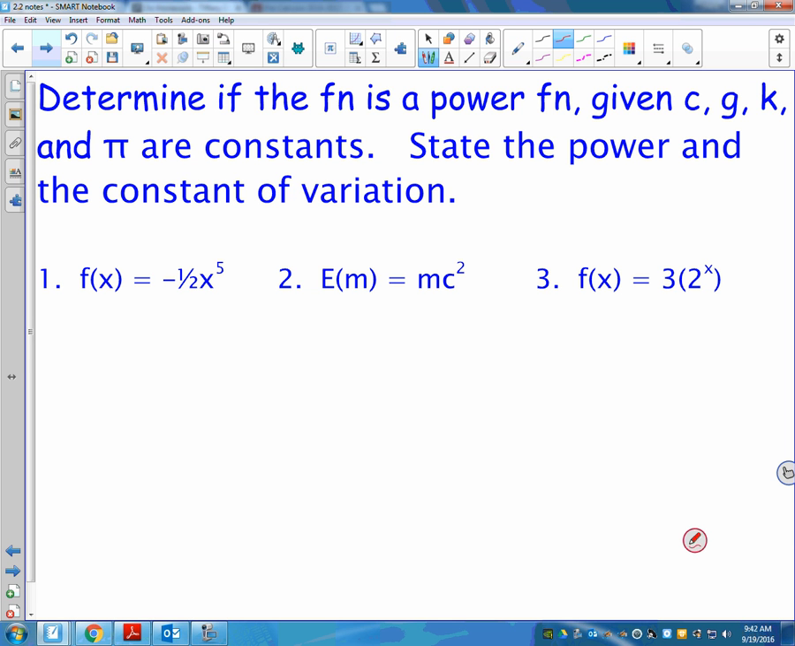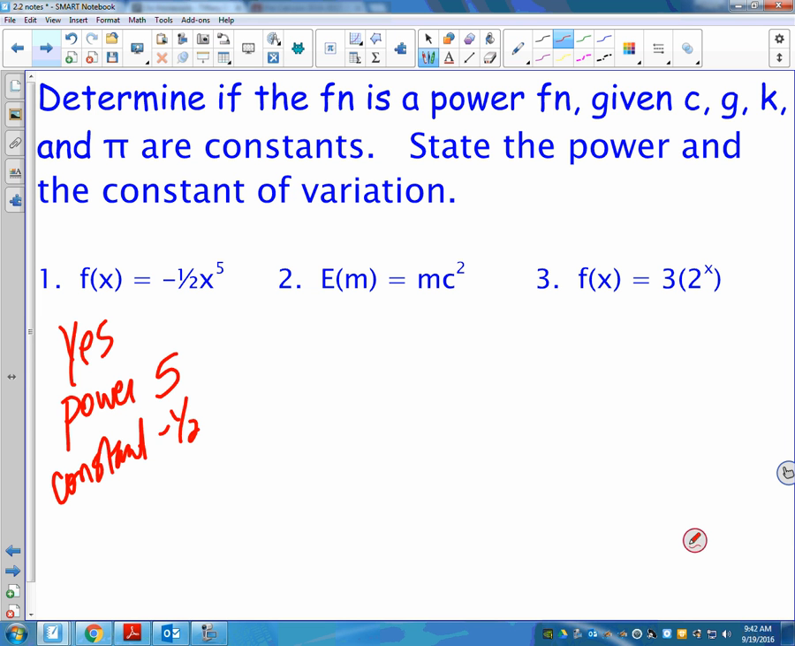Determine if the function is a power function. Here's the part that's tricky about this. Given that c, g, k, and pi are constants, state the power and the constant of variation. So, number one, hopefully, isn't so bad. Is this a power function? A number times x to a power. Yes. The power would be, and the constant would be.